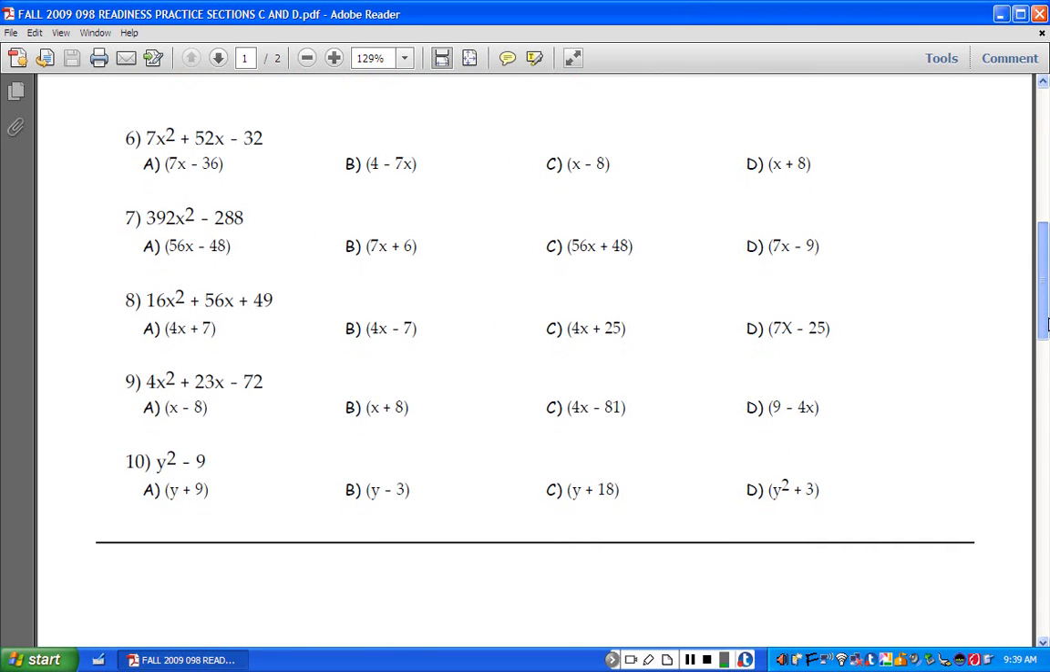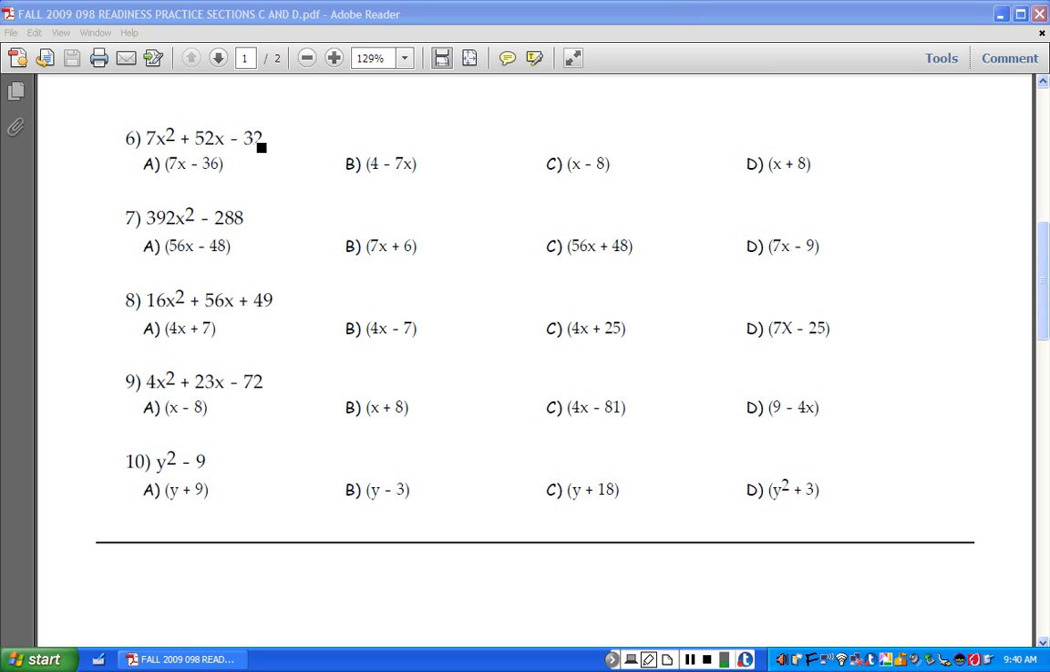Alright, so now number 6. Same thing. Notice once again we have a coefficient other than 1 on the square term. And based on the lesson we just learned in the last problem, we want to check, is there a number that goes into 7, 52, and 32?